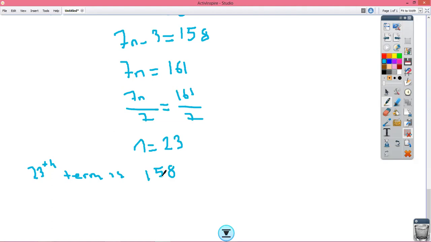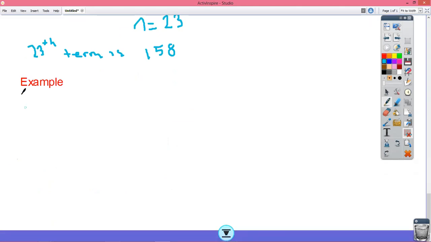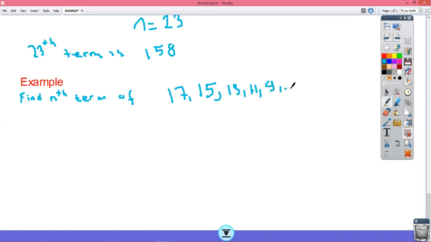No. Now let's solve another example. Find the nth term. The question is the same: find the nth term of the sequence. Okay, let's say 17, 15, 13, 11, 9, and so on.